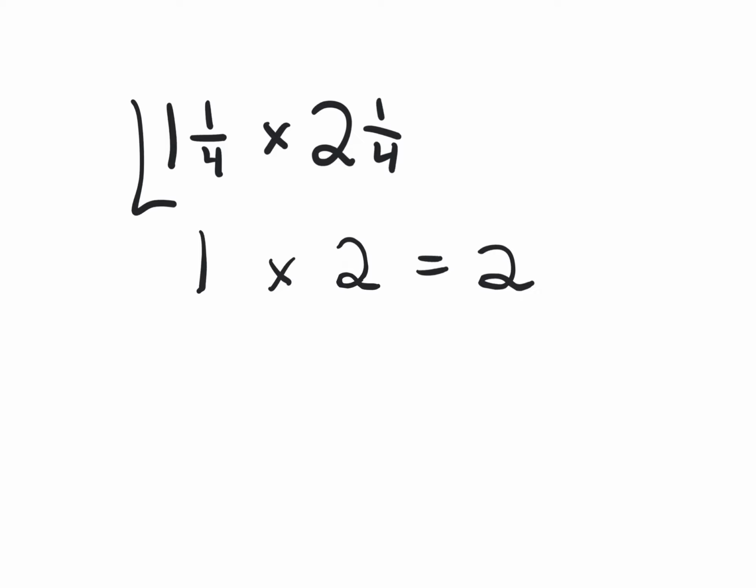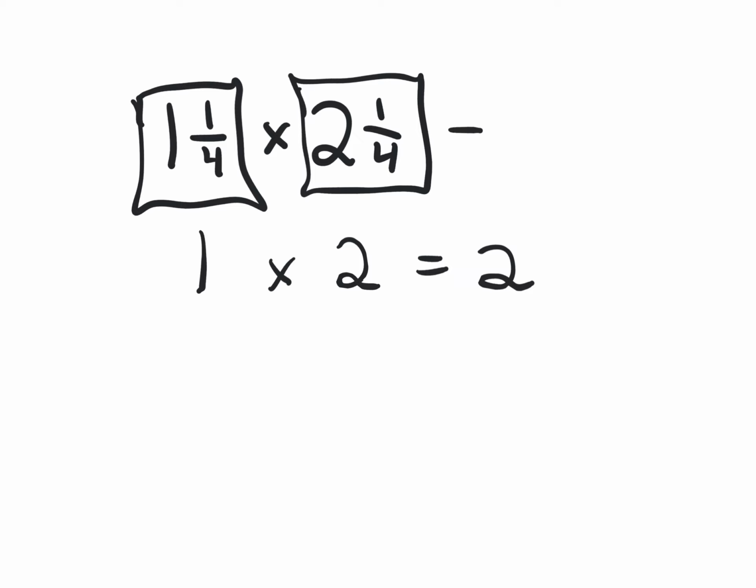1 1/4, let's focus on this. We need to change each of these into an improper fraction to multiply. So 1 1/4, we're going to do 1 times 4, which is 4, plus the numerator of 1. So that gives us 5/4 times, now let's do the next mixed number into an improper fraction. You take the whole number 2, multiply it by the denominator of 4, that gives us 8. And then we're going to add the numerator. Plus 1 is 9, so that gives us 9/4.